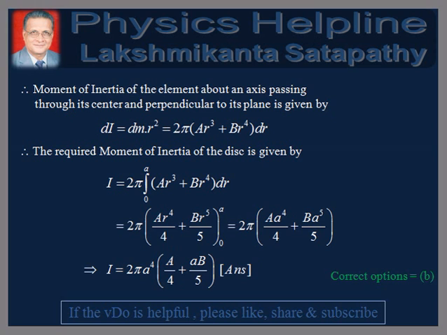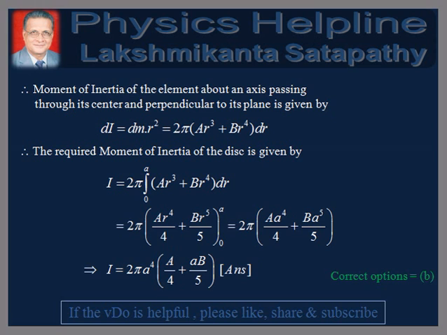Therefore, moment of inertia of the element about an axis passing through its center and perpendicular to its plane is given by dI is equal to dm into r square, which is equal to 2 pi into (Ar cubed plus Br to the power 4) into dr. Therefore, the required moment of inertia of the disk is given by I is equal to 2 pi integral from 0 to a of (Ar cube plus Br to the power 4) into dr.